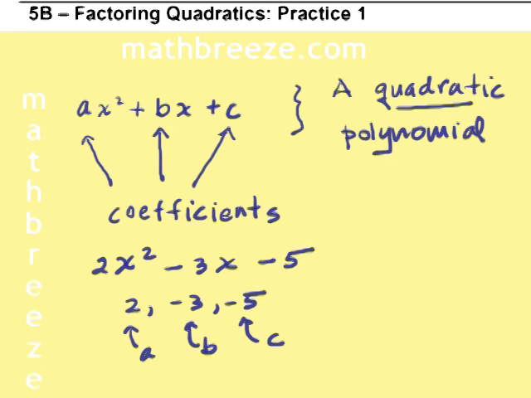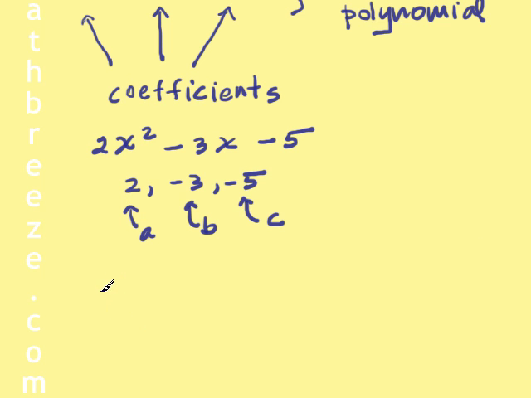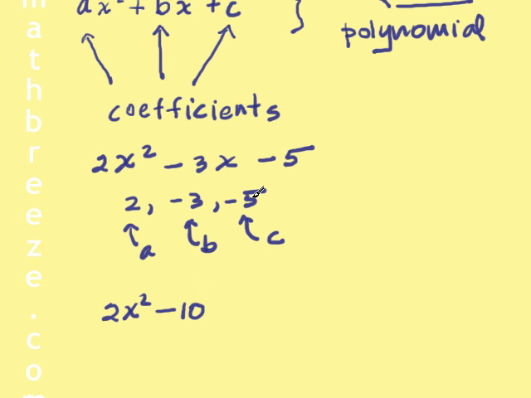There are some quadratics that we know how to factor. Let's look at those. Let's say we have something like 2x squared minus 10. In this case, the x term is missing, so that means that b is equal to 0. As long as the x squared term appears, as long as a is not equal to 0, we do have a quadratic. So how do we factor 2x squared minus 10? Well, we can just pull out a common factor of 2. That's it. And that would be factored.